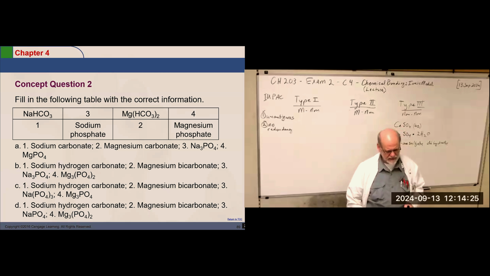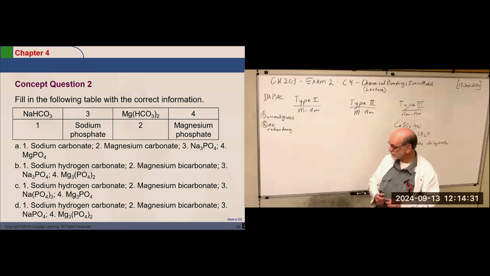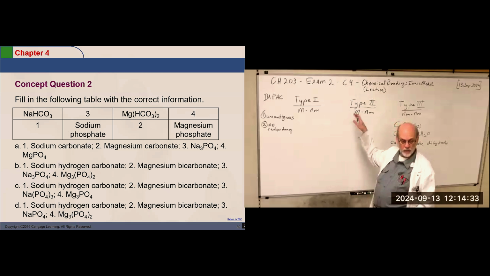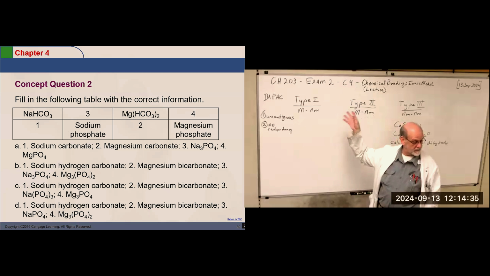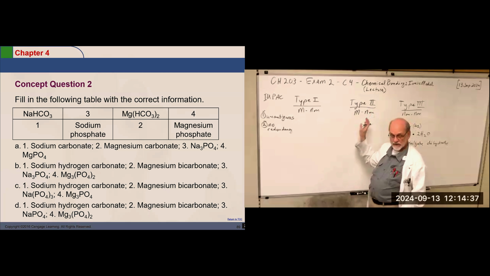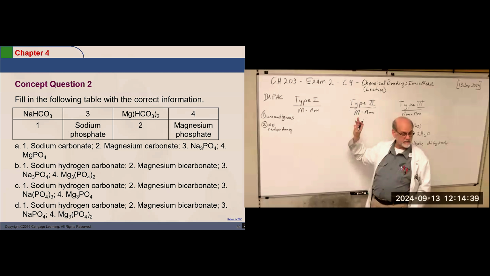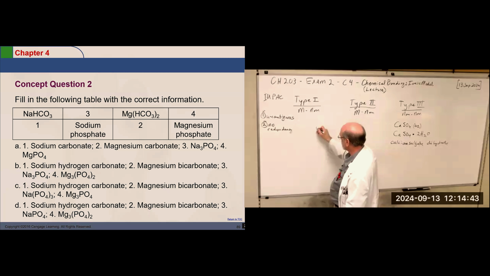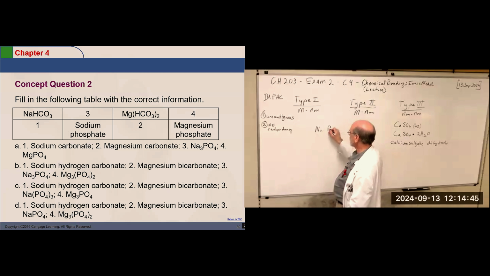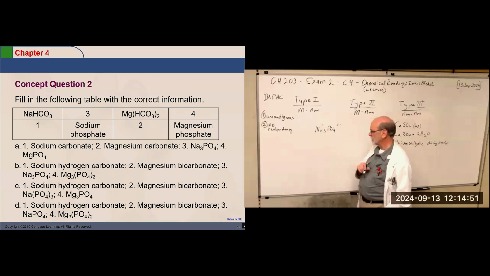Let's see. Sodium phosphate. Write the formula for sodium phosphate. Which is the type 1, type 2. It's a metal and a polyatomic, so it has to be one of these. Sodium is a fixed charge, right? So it's type 1. So we have sodium, and then you look up your phosphate. It has a 3- charge. So we need 3 sodiums.